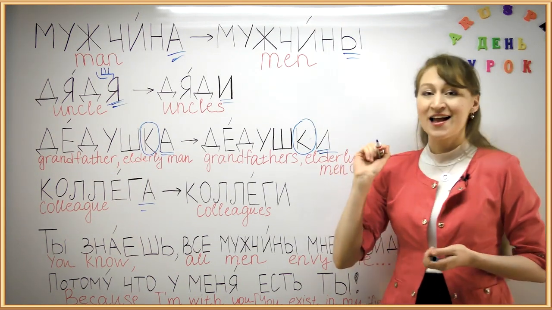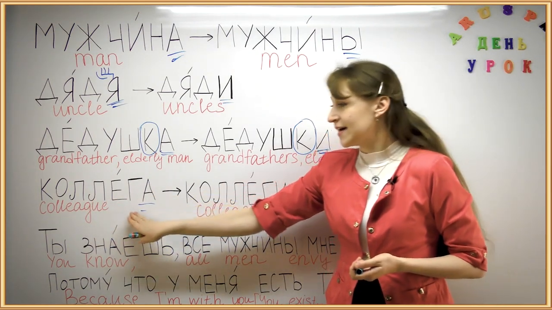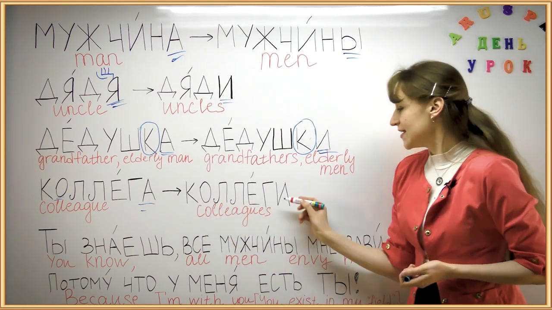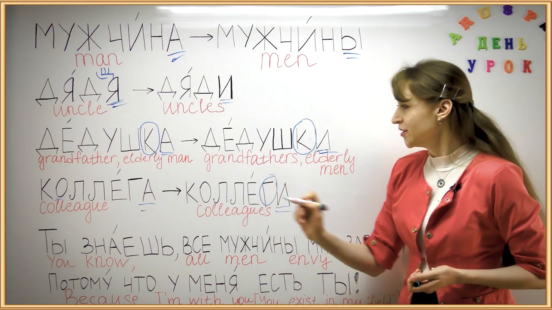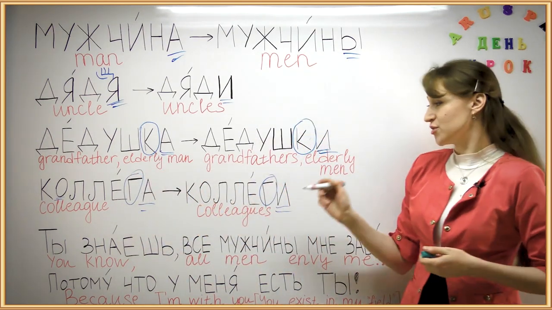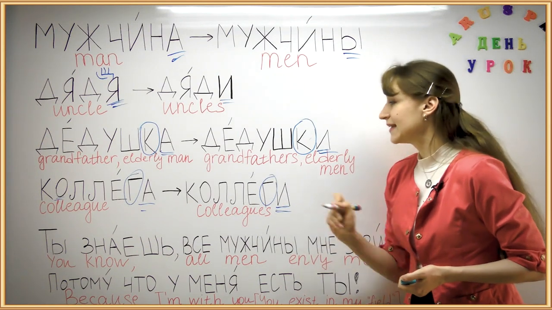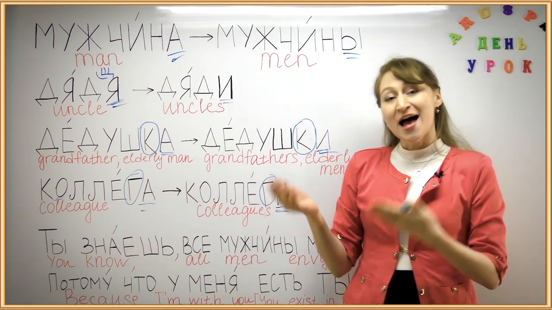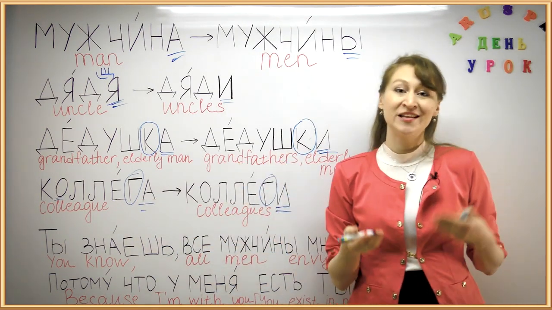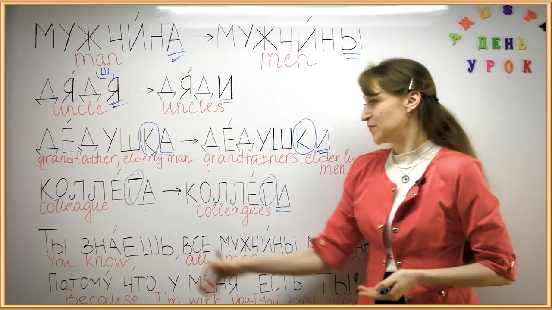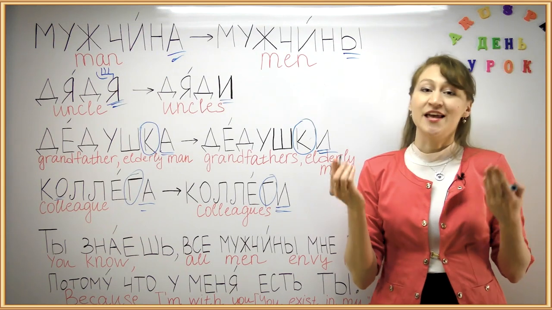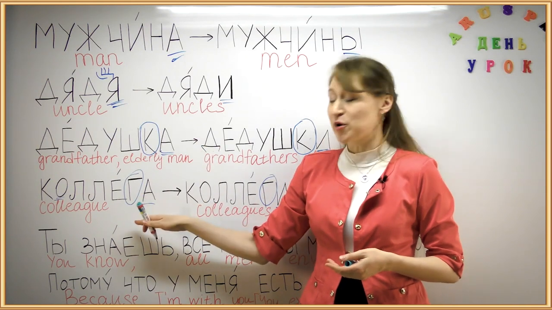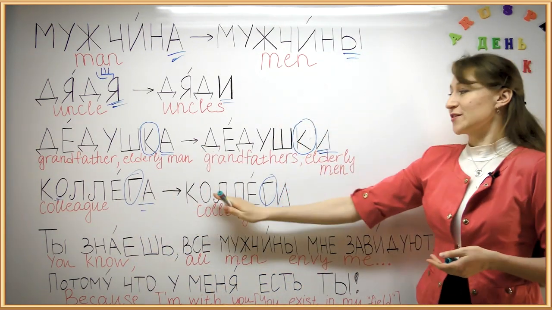Okay, next word, коллега. Коллега, unstressed о. And plural, коллеги. Again, the letter г, as we know, according to the seven-letter rule, does not take ы, so we write и. By the way, this word, коллега, actually can be masculine or feminine, depending on the gender of the person you're talking about. Your colleague or your co-worker can be a man or a woman, right? So you will use коллега for both.